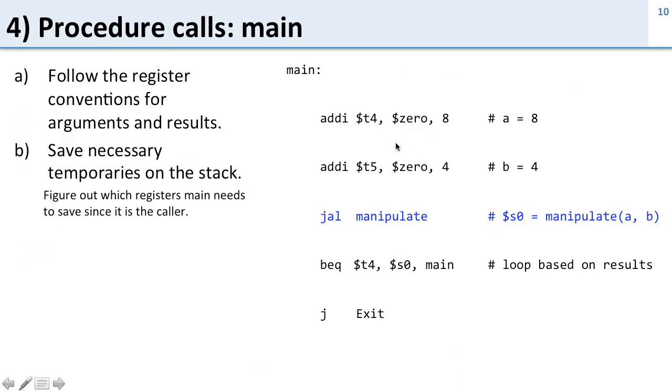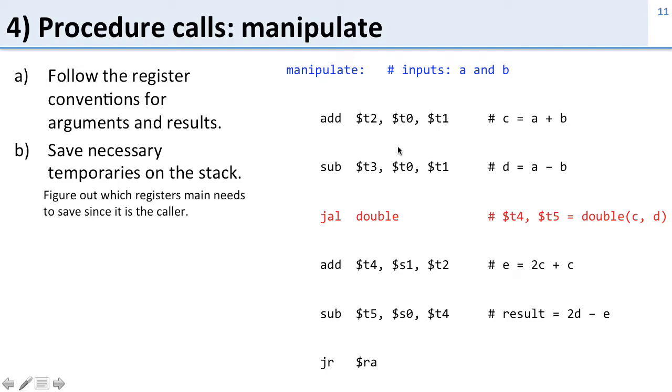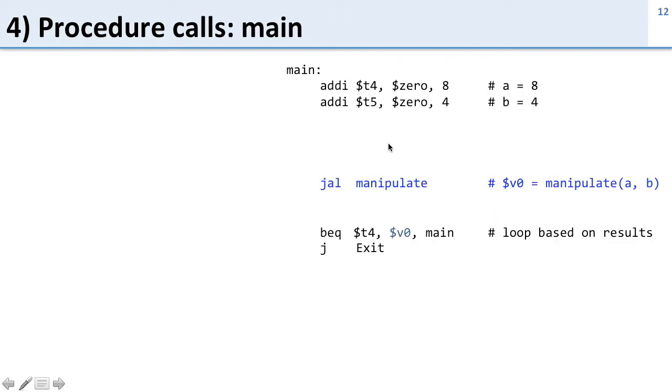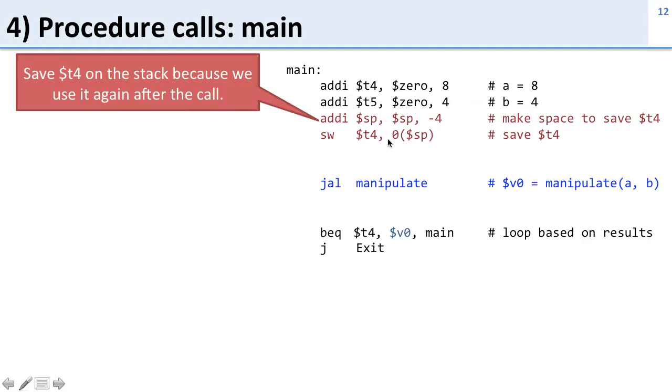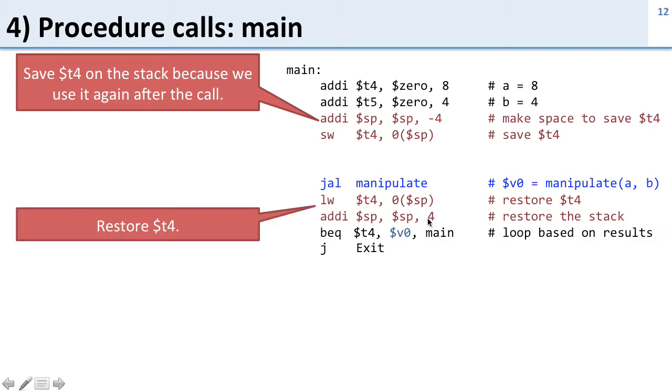So here's main, what do we need to do to it? And here's manipulate, what do we need to do to it? For main, the first thing we need to do is make space to save T4. T4 is one of these caller save variables, or registers, sorry. It uses T4 here, and it uses T4 again after it does the call. So we need to save that across the call in case manipulate uses that. So we go ahead and make stack space to save it, and then we're going to do the same thing by restoring it. We're going to load it off the stack and put the stack back when we're done.